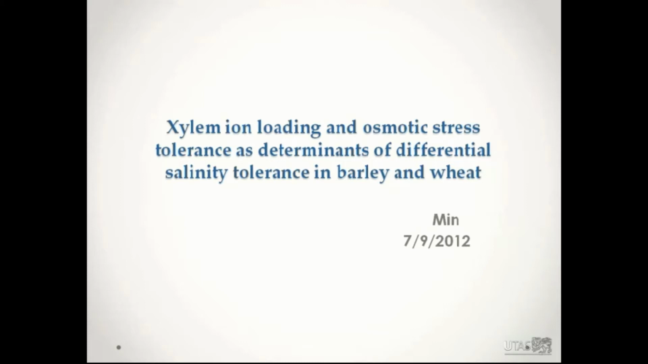My research is about xylem ion loading and osmotic stress tolerance as the determinants of differential salinity tolerance in barley and wheat.